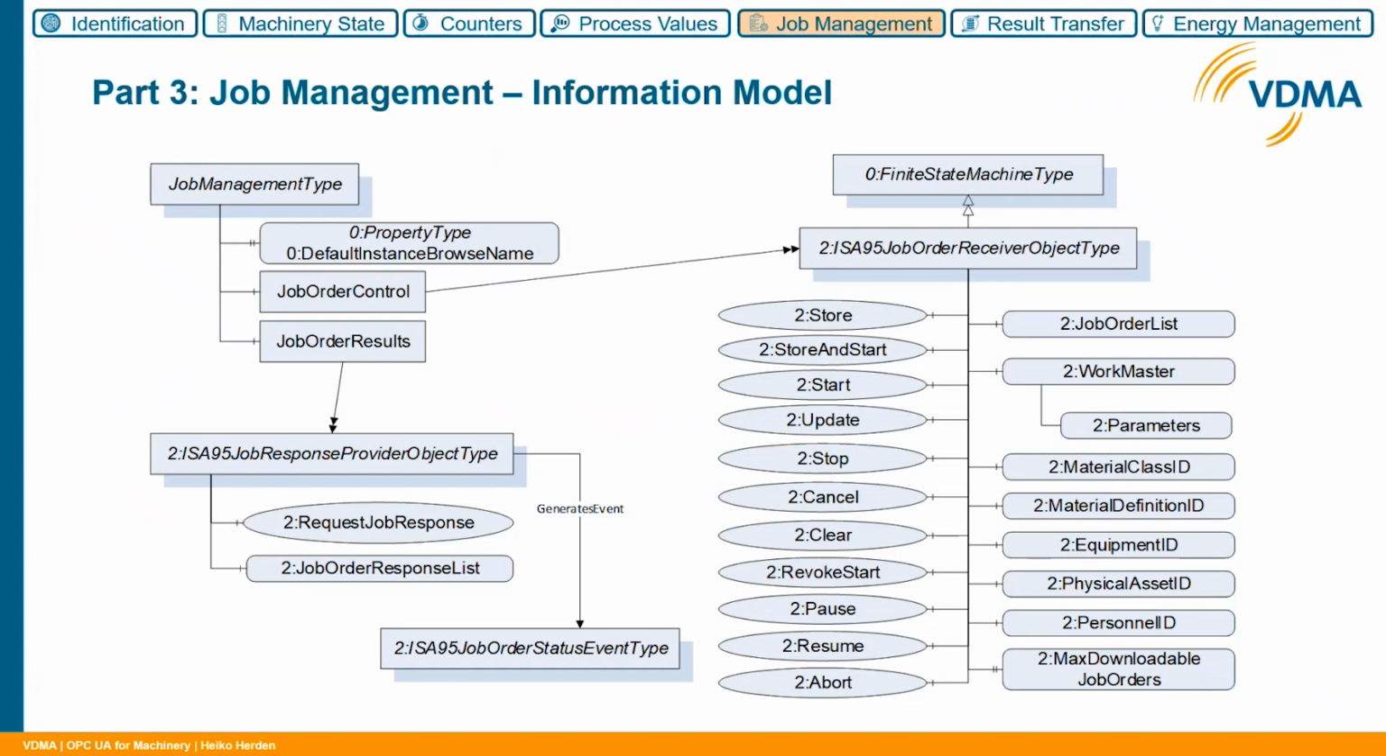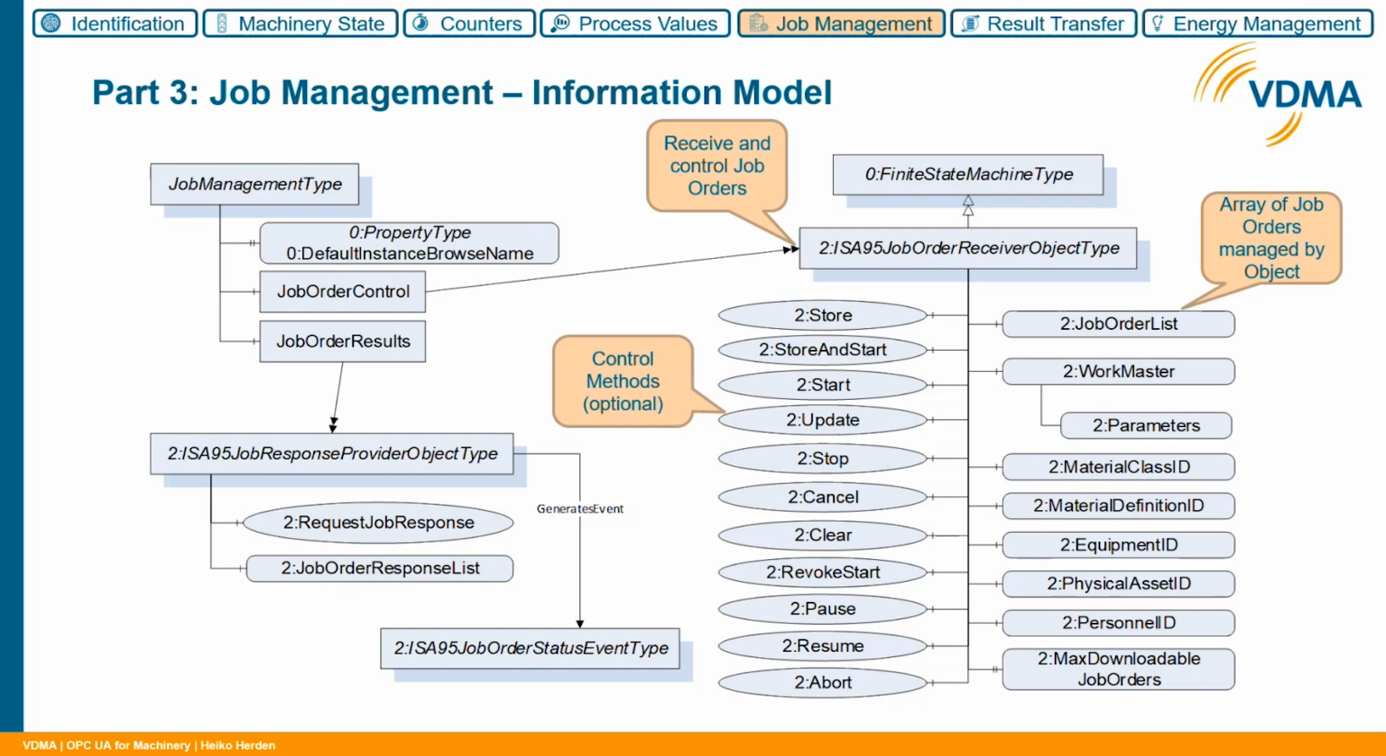How is that solved now in the information model apart from the state machine? We have the job management type now in OPC UA for machinery, which consists mainly of two things: the job order control, which is referencing the ISA 95 job order receiver object type, and the job order results. But let's look at this job order control first. This we use to receive and control job orders. There we will find an array of job orders managed by the object.